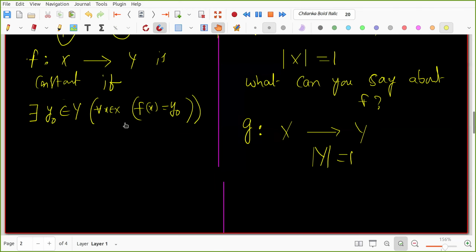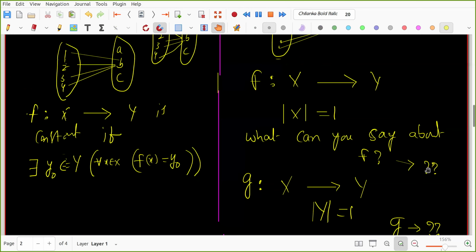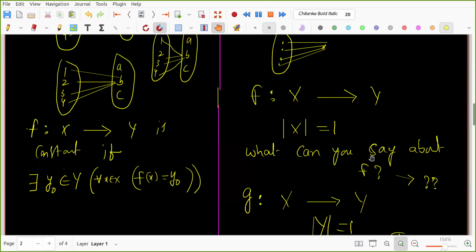Do you agree with Tejas Huda? So here is a question mark and here g is a question mark. They told that it is a constant function. Pujita explained clearly. Pujita, you told that if the cardinality of X is 1, then it is a constant function, correct? Yes, sir. What about the converse?